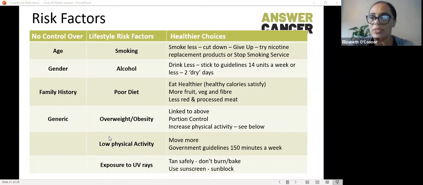However, sometimes within families, it's the behaviours that families adopt that can increase their risk. So for instance, if one person eats unhealthily in the family, the chances are, if the main person eats unhealthily, they may be cooking unhealthy food and feeding it to the rest of the family.